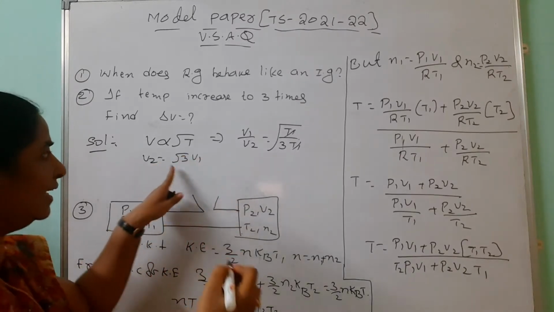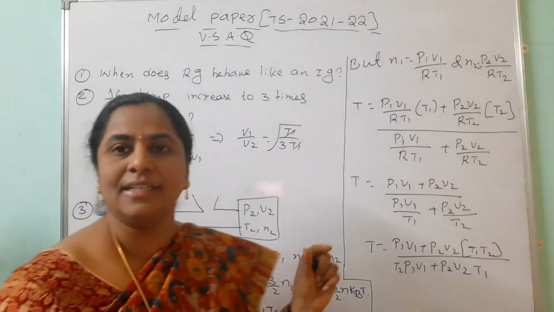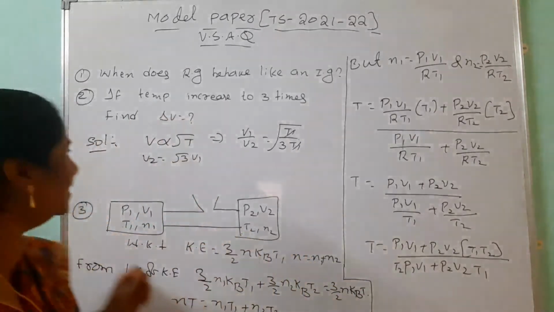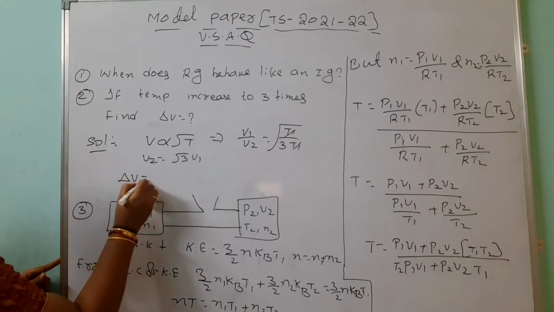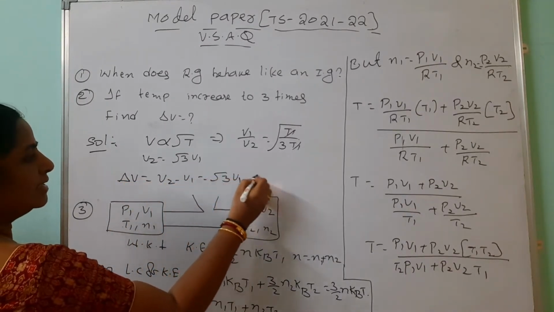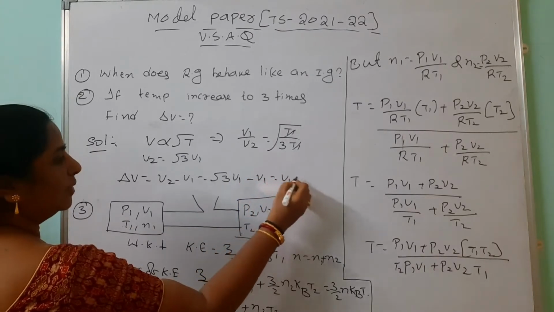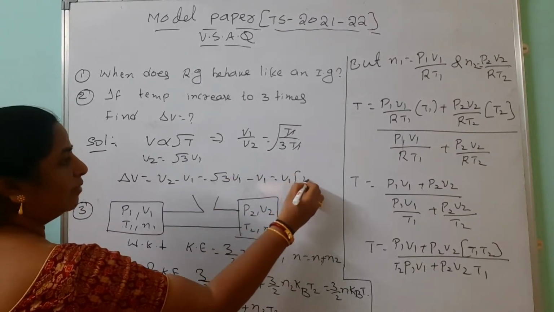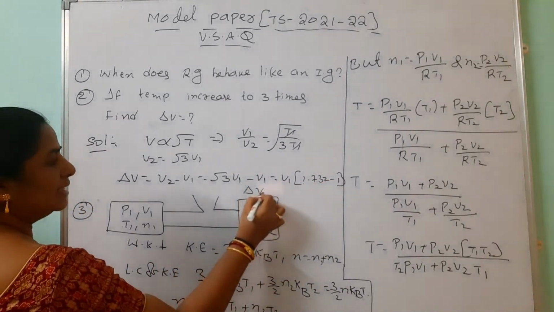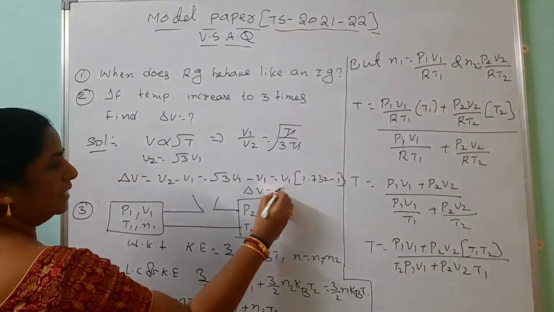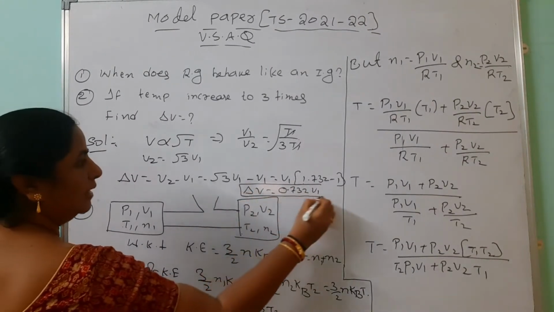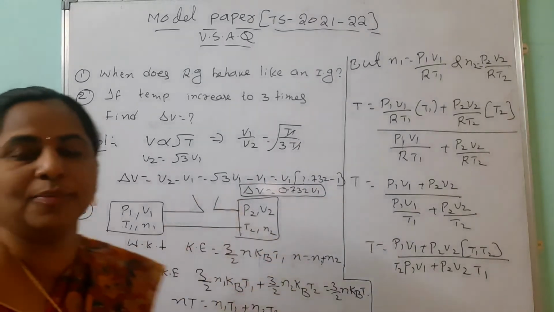Till here, if you write, you will get 1 mark only. Why? The question is how much the velocity increases. So the change in velocity is V2 minus V1, that is root 3 V1 minus V1. V1 is common, and root 3 value is 1.732. Minus V1 means your answer: the increase in velocity is 0.732 times the initial velocity. Till here, if you write, you get the 2 marks.